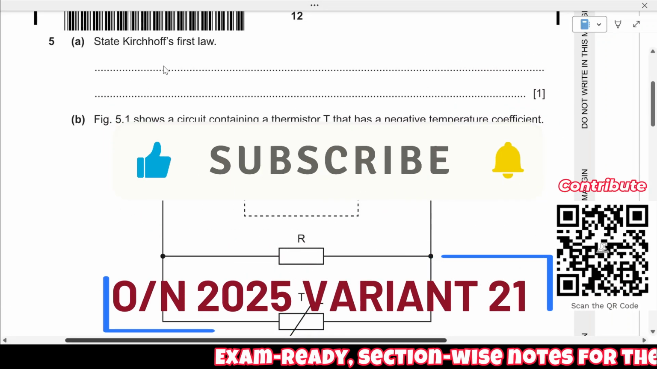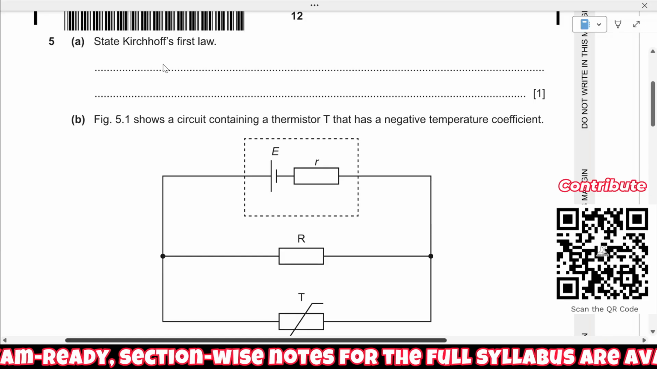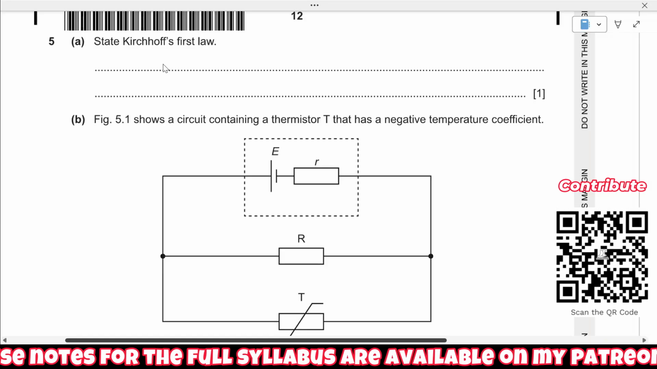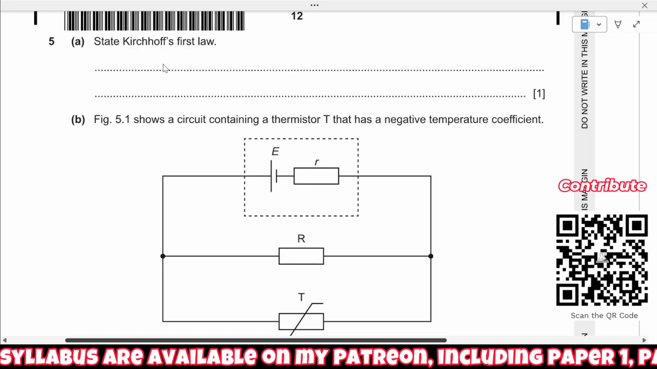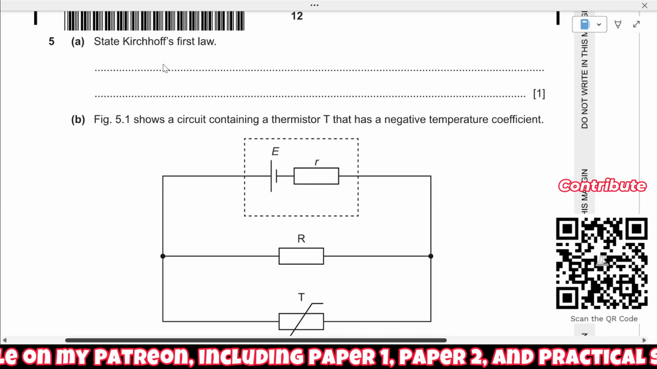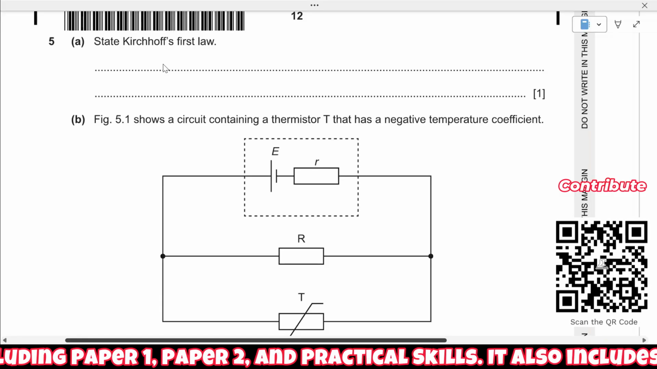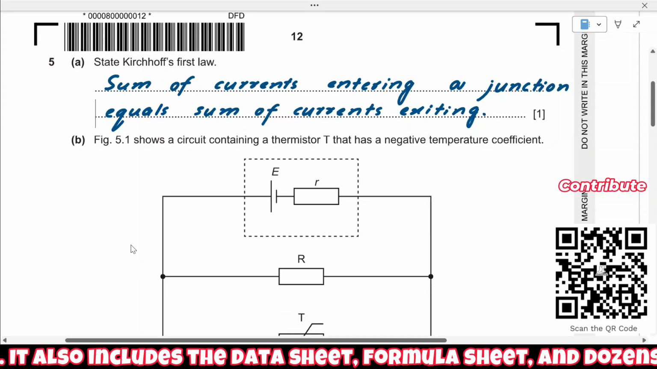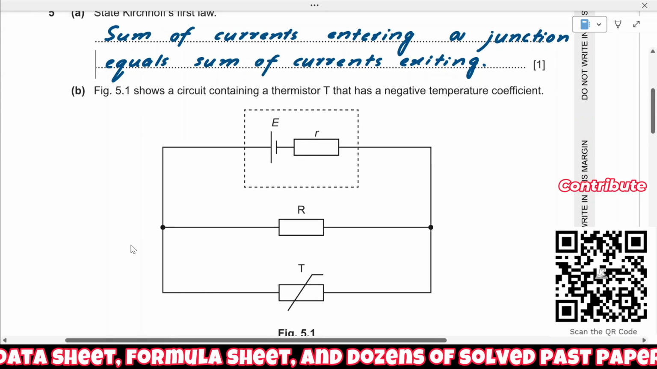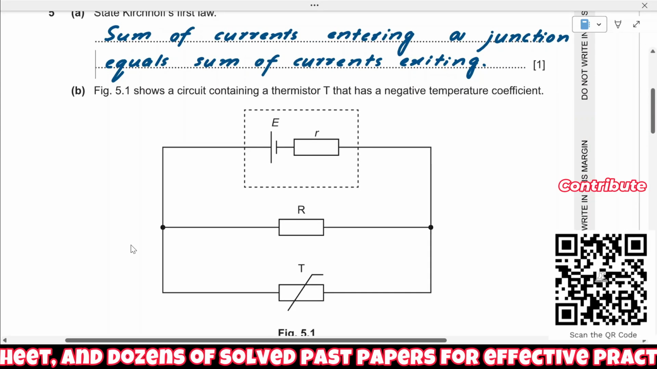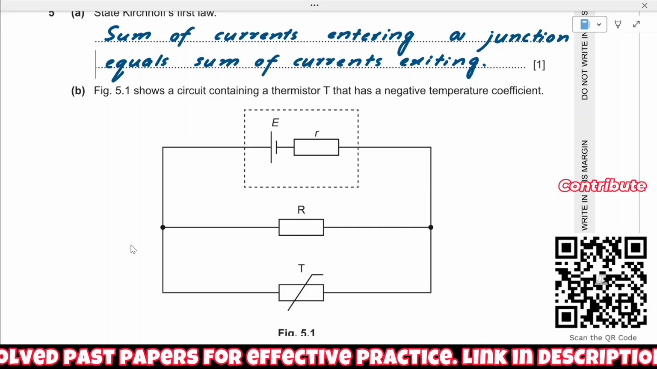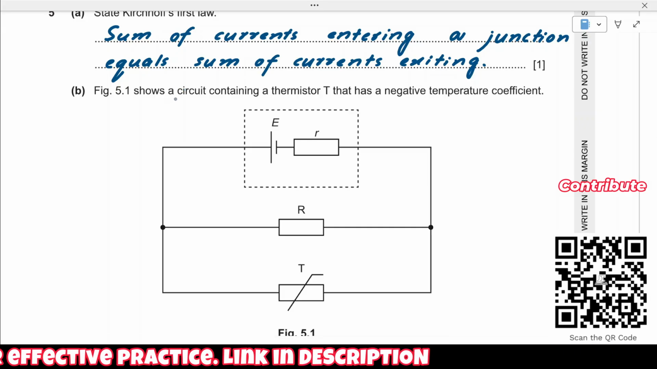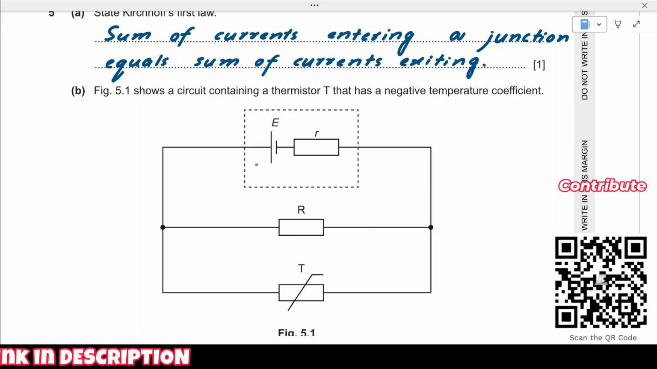The very first part says, state Kirchhoff's first law. Okay, then we have a circuit. Before we read the question, the upcoming parts will try to understand the diagram.